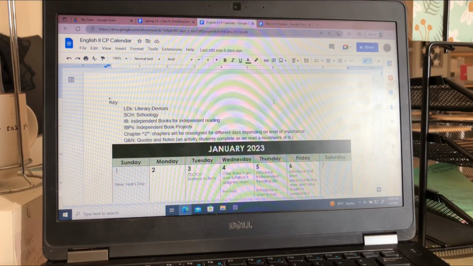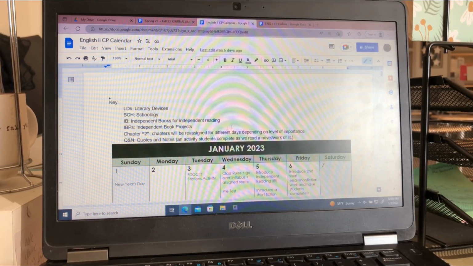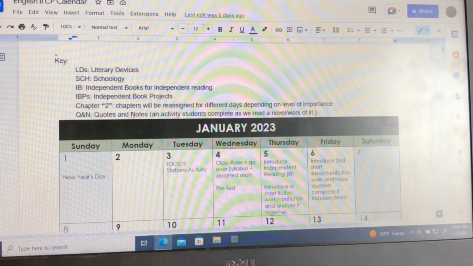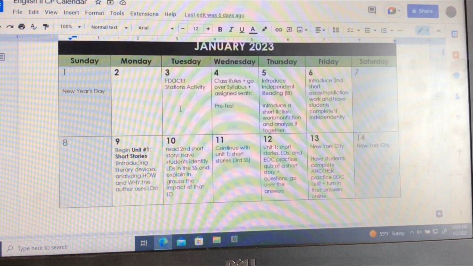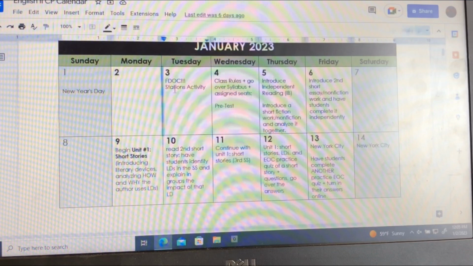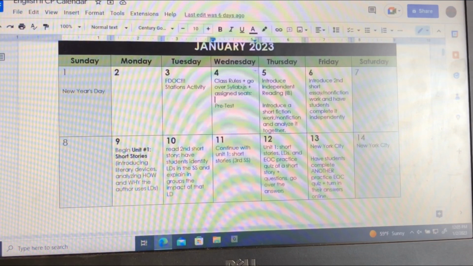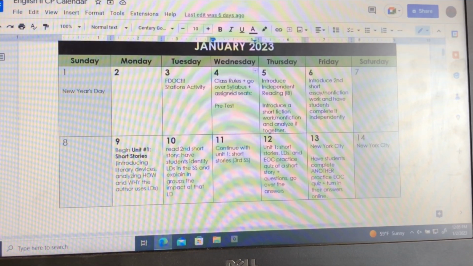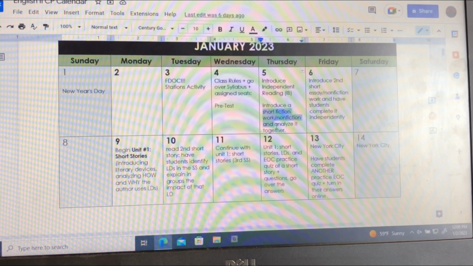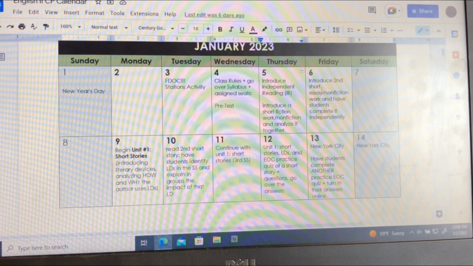Once I created that goals sheet, I wanted to create a semester-long calendar. I have a key at the top for myself. Now that I've already had a semester of teaching, I have a somewhat better grasp than I did before of how long things take. So we've got first day of class, the second day we're going over the syllabus, assigned seats, and we're giving them a pre-test to see what they know. The next day I'm introducing independent reading, and then we're analyzing a short story together.